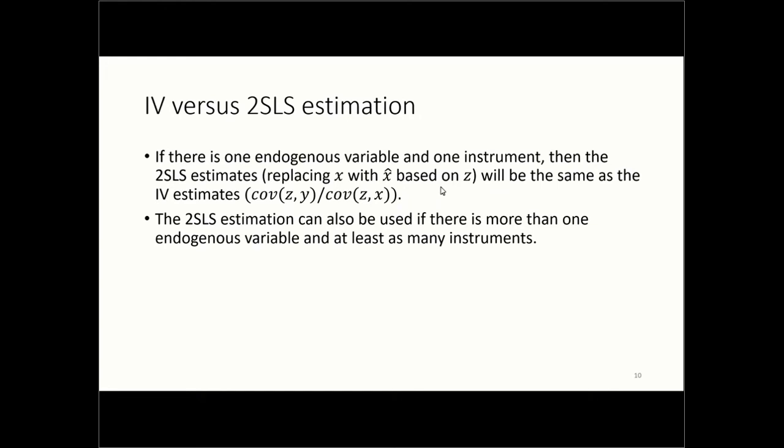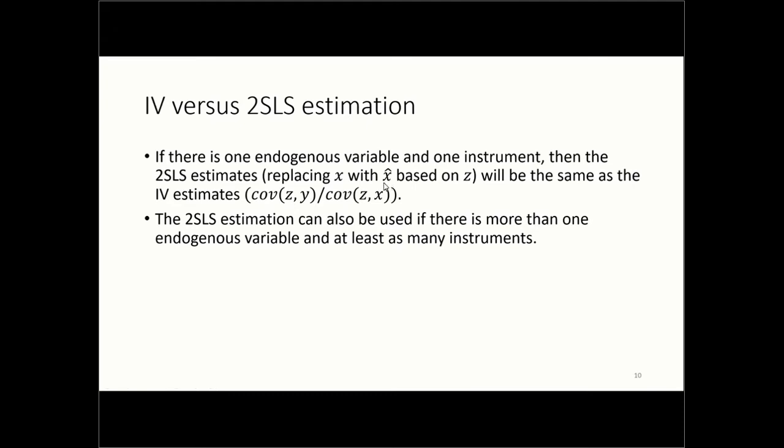Okay, so we talked about the IV estimation and the two-stage least squares. If there is only one endogenous variable and one instrument, then the two-stage least squares procedure is replacing x with x hat that is based on z. That x hat based on z would be the first stage, and the second stage would be replacing x with x hat in the equation for y.